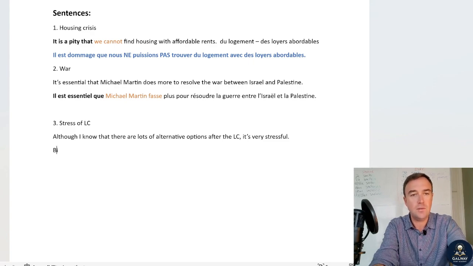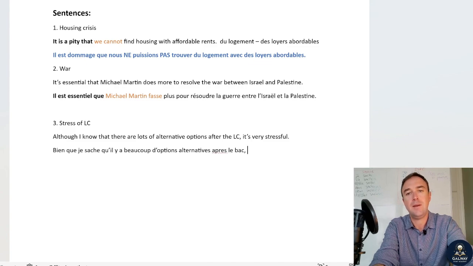So although is a subjunctive clause in French, and it's bien que. So what comes after the que has to be in the subjunctive. And now I'm going with the verb to know, which is savoir. And I know that that's sache. So bien que je sache, now that there are, qu'il y a, beaucoup, spelling, beaucoup d'options alternatives après le bac. It's very stressful. C'est très stressant.